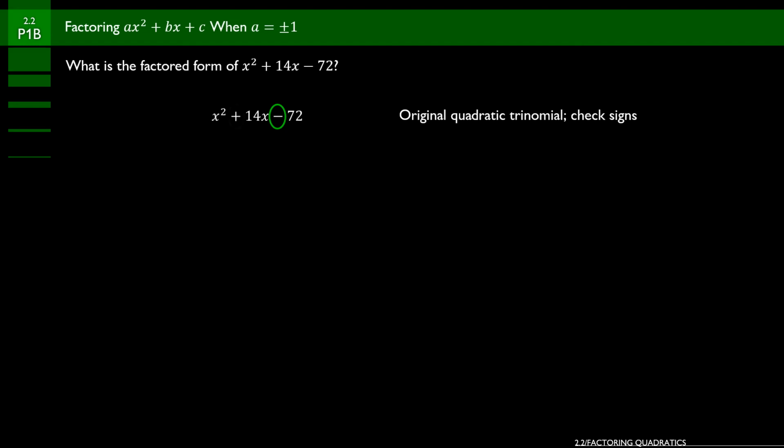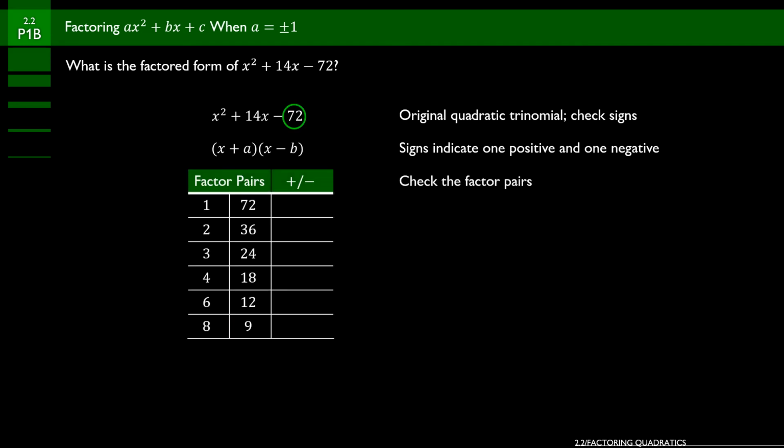Then the sign in front of the 14 tells us that of the factor pairs, the larger number within that factor pair is going to be the positive, and the smaller number within that factor pair is going to be the negative. So now we need the factor pairs of 72. The factor pairs for 72 are 1 times 72, 2 times 36, 3 times 24, 4 times 18, 6 times 12, and 8 times 9. You may want to go ahead and memorize that factor pair list because you're going to see 72 quite a bit.